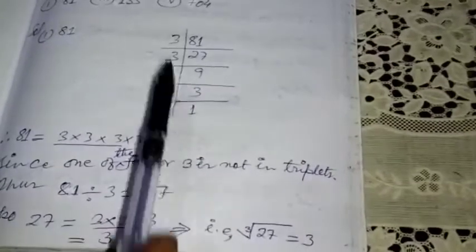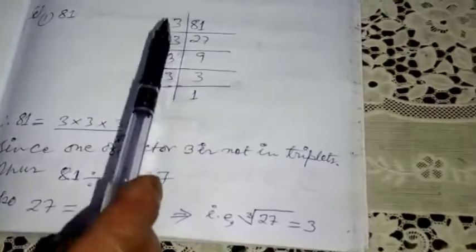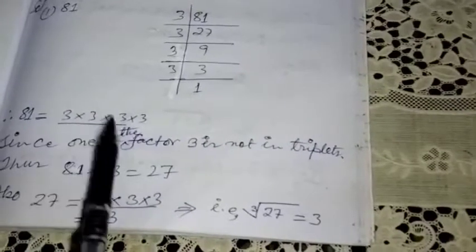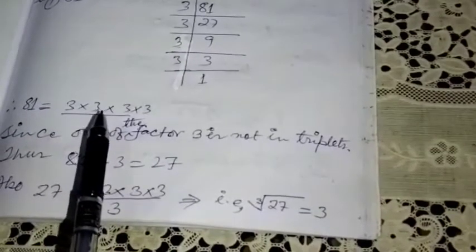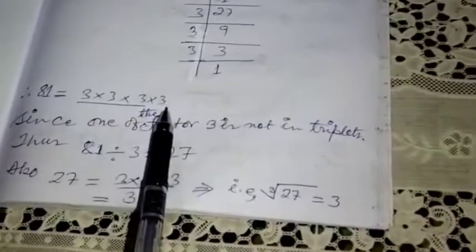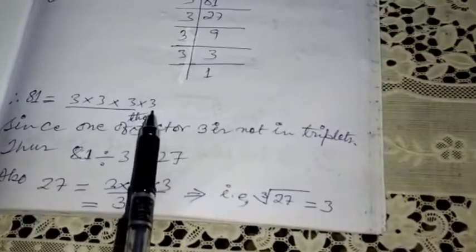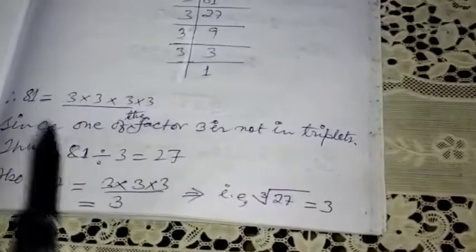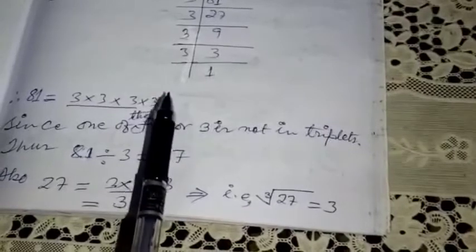First find the prime factors. 3 into 27 is 81, 3 into 9 is 27, 3 into 3 is 9, 3 into 1 is 3. The prime factors are 3 into 3 into 3 into 3. That means we have four 3s. Since this is a cube, we group them in threes. 3, 3, 3 is one group, and the other 3 is left out. Since one of the factors, that is 3, is not in a triplet, the smallest number which will divide 81 is 3, the 3 which is not in a group of 3.